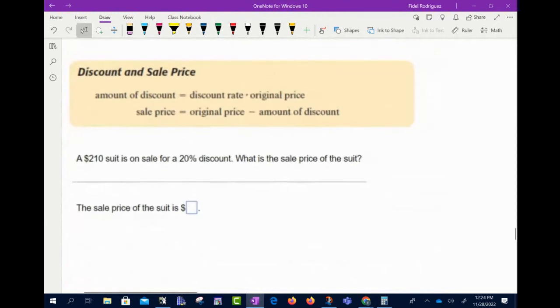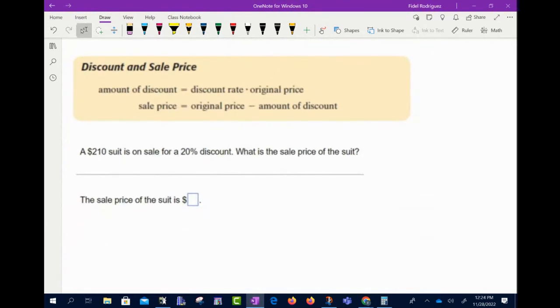Okay. So the next part, y'all, that I have here deals with discounts and sale prices. So the amount of my discount is going to be the discount rate times my original price. And then my sale price is going to be the original price minus the amount of the discount. Okay, so it says a $210 suit is on sale for a 20% discount. What is the sale price of the suit?